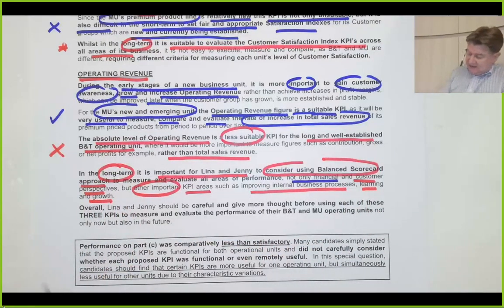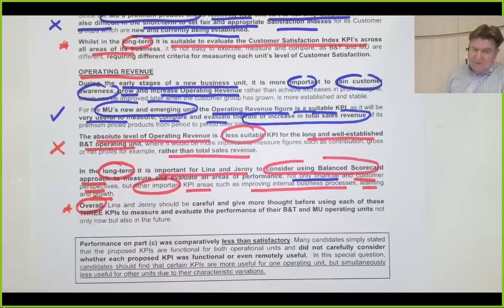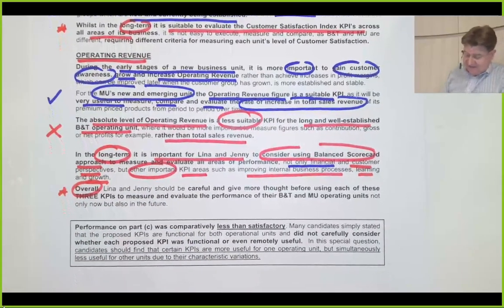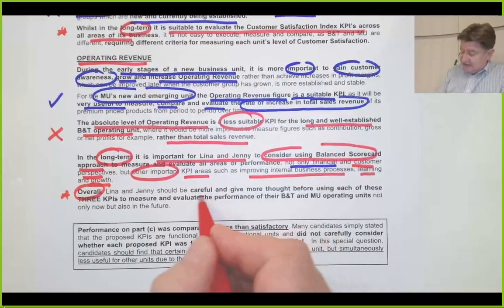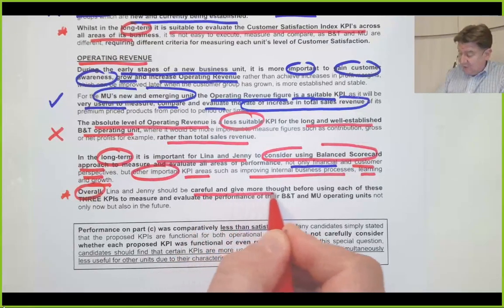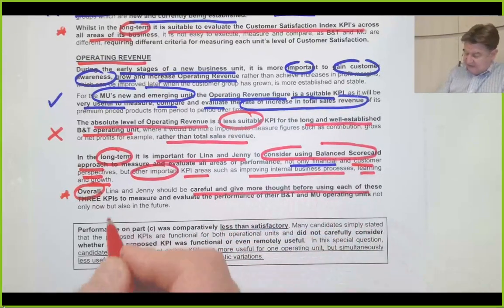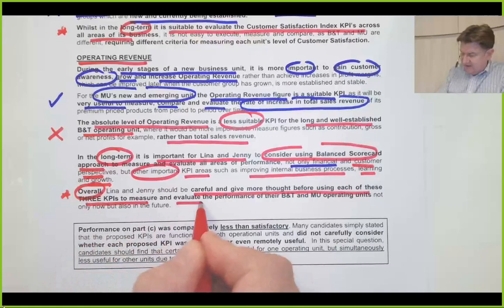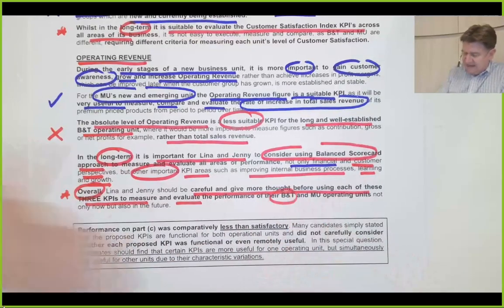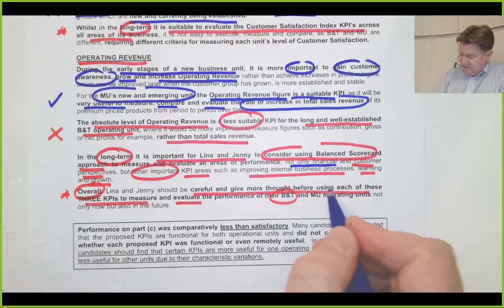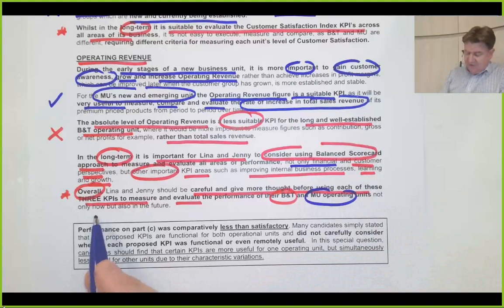And finally, let's put again a little conclusion or overall just here. So it means that in the future, Lena and Jenny need to be careful and give more thought before using each of these 3 KPIs to evaluate the performance of the bread and tea and the MU units, not only now, but also going ahead in the future.